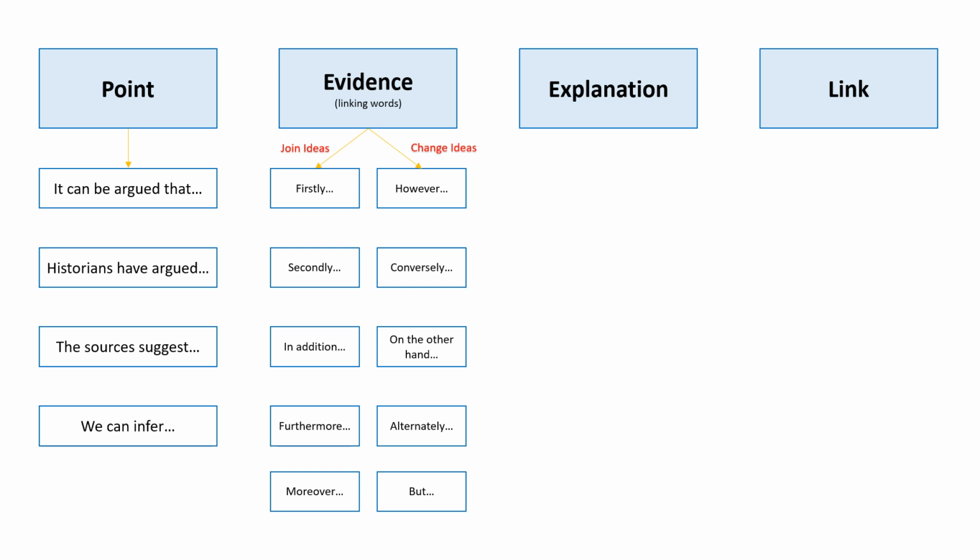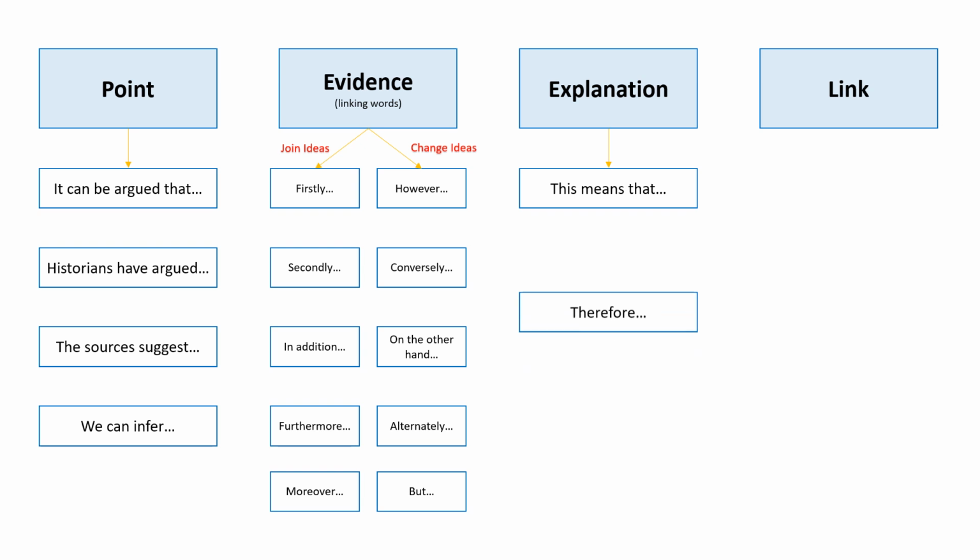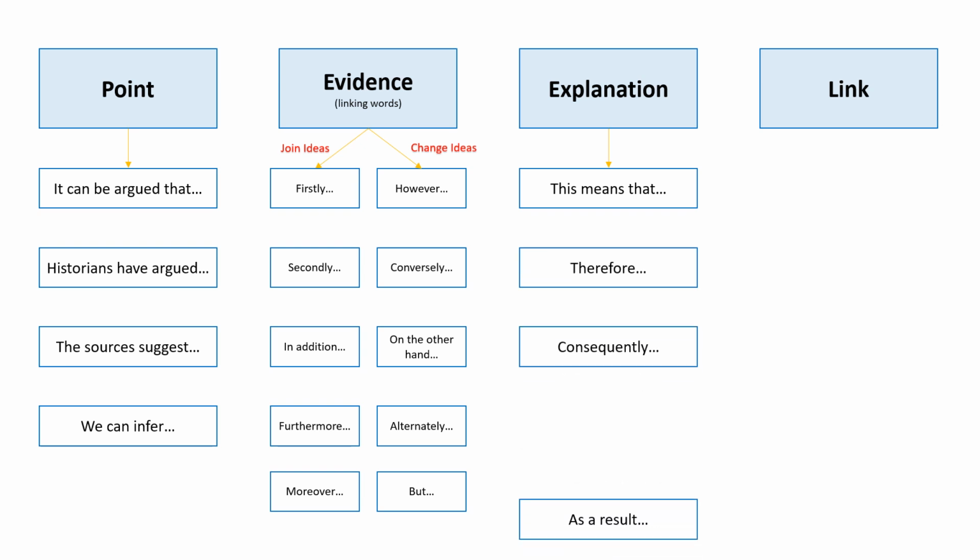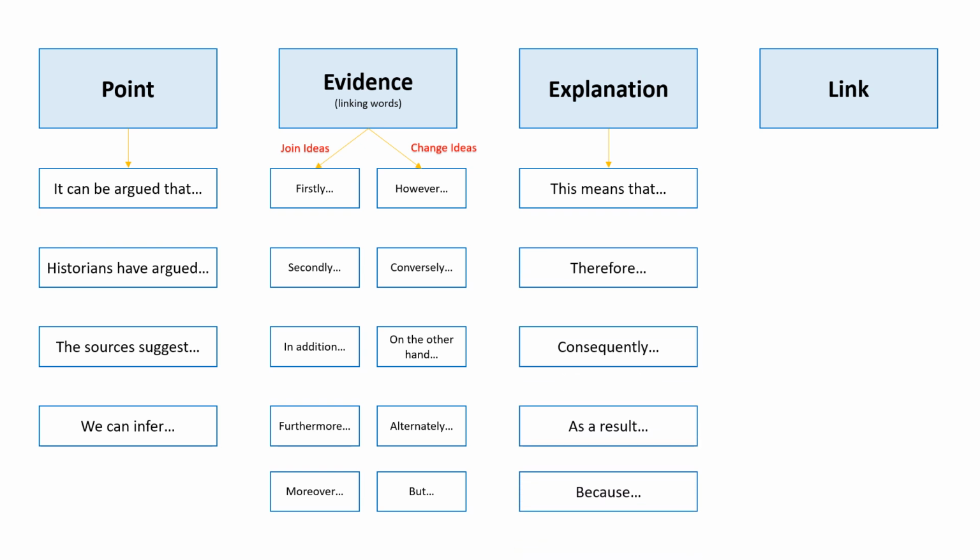Then you need to pick one or two pieces of evidence that you provide and explain that evidence. You use phrases like this means that, therefore, consequently, as a result of, because, we can see from this. And then the last thing you need to do is link your paragraph and your points back to the main question to show the examiner that you're answering the question that's been asked.